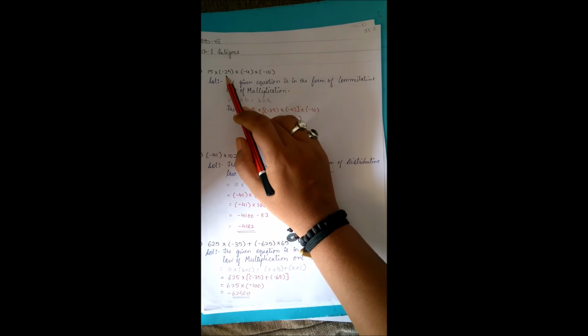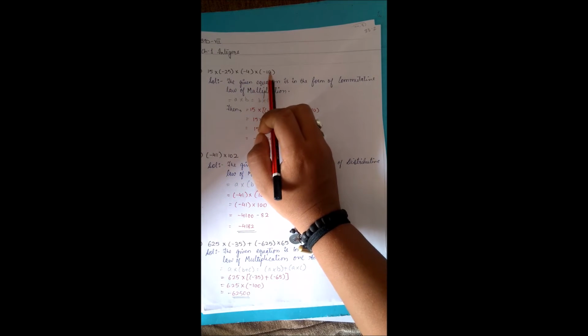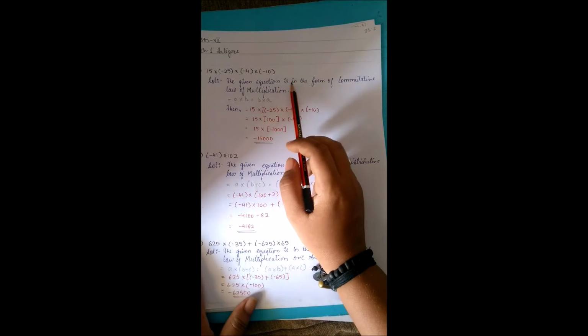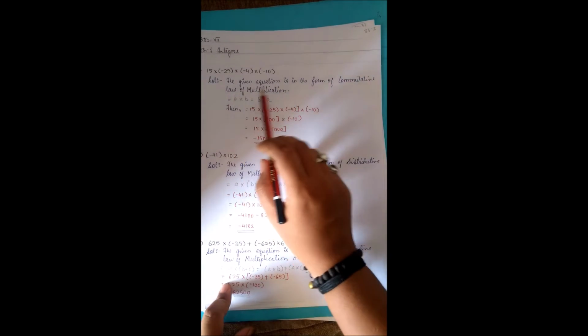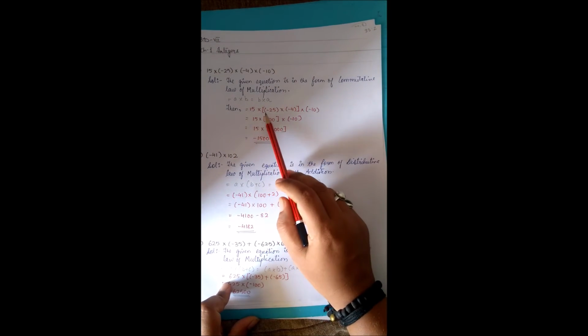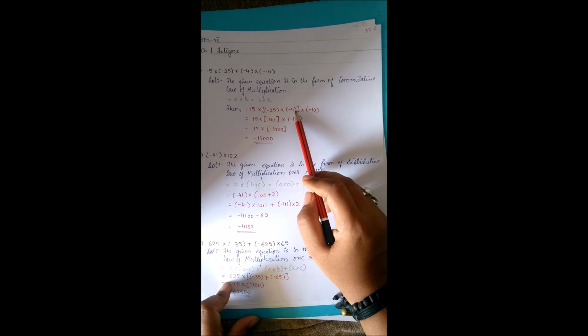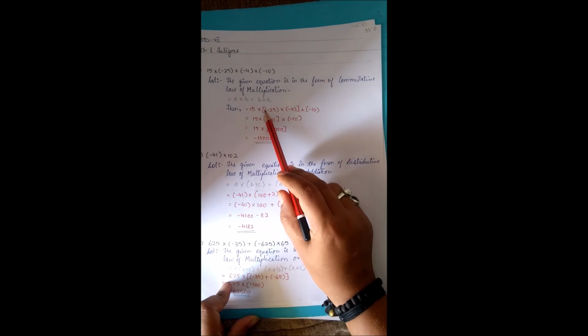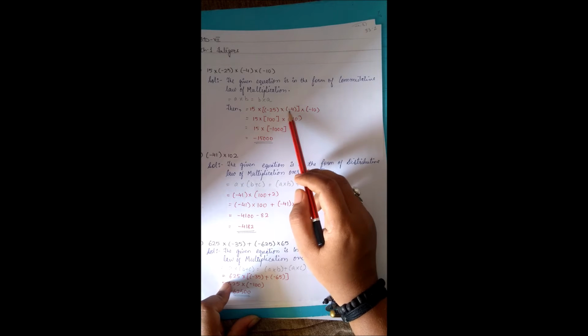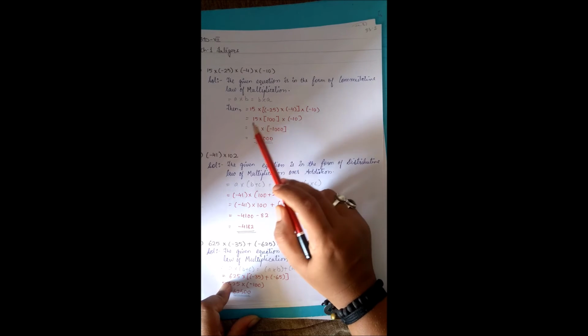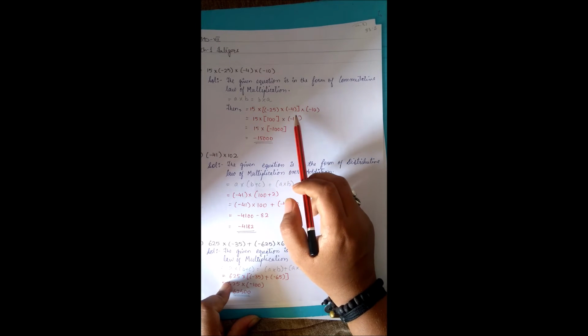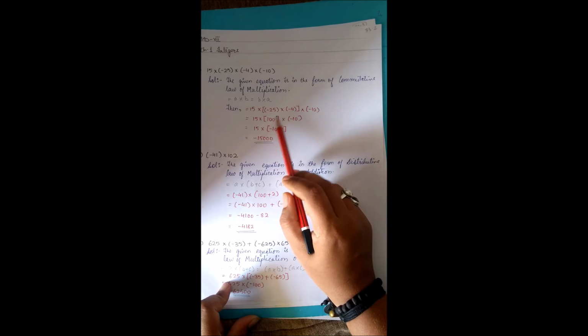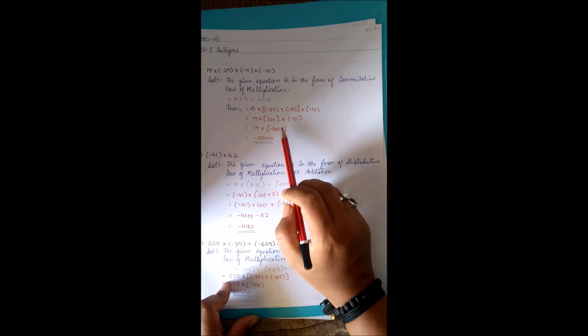Next, 15 into minus 25 into minus 4 into minus 10. The given equation is in the form of commutative law of multiplication. So 15 into minus 25 into minus 4 into minus 10. First we will solve this bracket, minus 25 into minus 4, that is 100. So 15 into 100 into minus 10. Now we will solve 100 into minus 10, that is minus 1000. So 15 into minus 1000, that is minus 15,000.